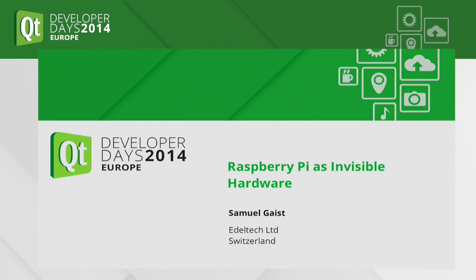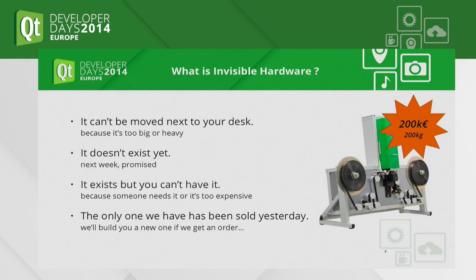In my lightning talk, I will speak about how to use the Raspberry Pi as an invisible device. So first thing, what's an invisible device? It's a little something that you can't move besides your desk.